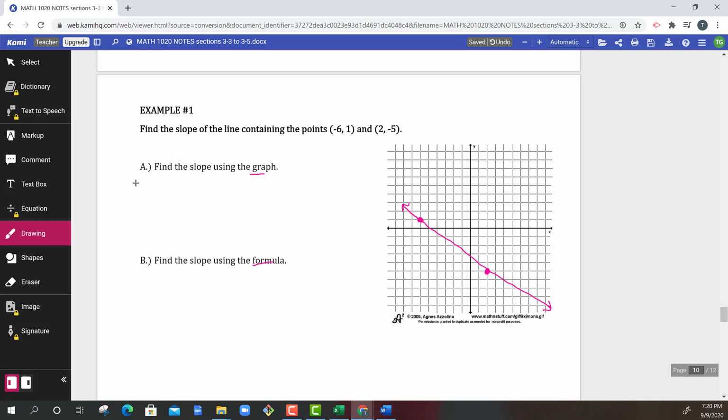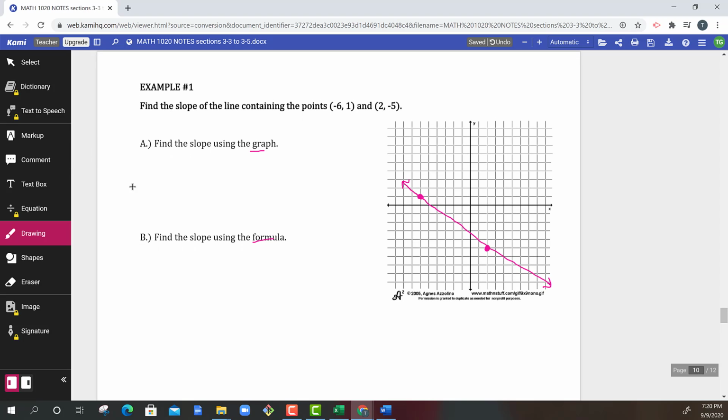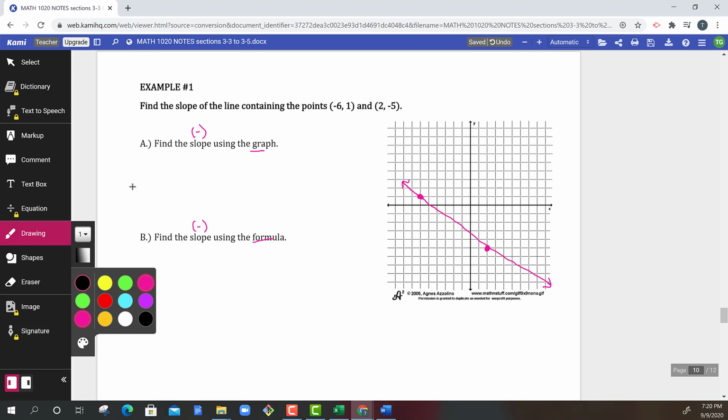All right, so we're going to find the slope using the graph. The first thing we want to notice, this line is going downhill from left to right. So from left to right, it's trending down, so that tells us our slope should be a negative number. No matter which way we calculate it, the slope should be a negative number. So now we're going to do this graphically, and we're going to do the vertical change from this point. So I'm going to kind of draw a right triangle, and I'm going to go down until I get to the same level as that other pink dot.